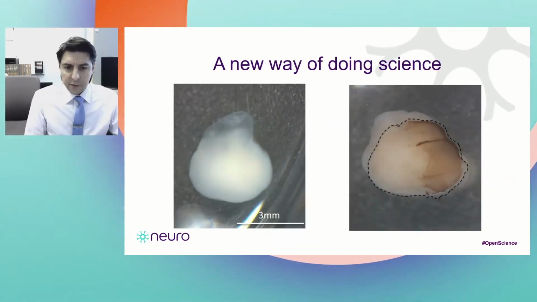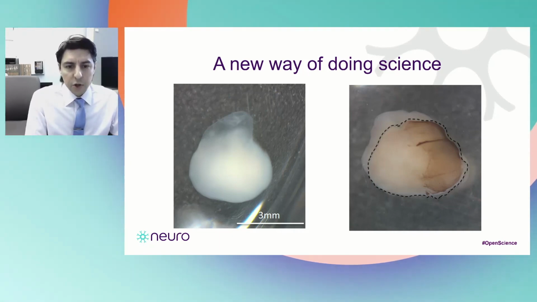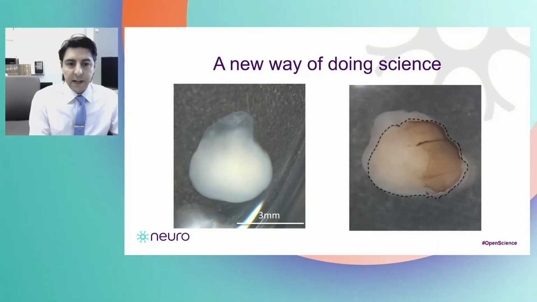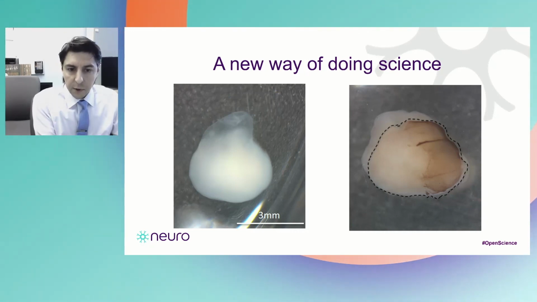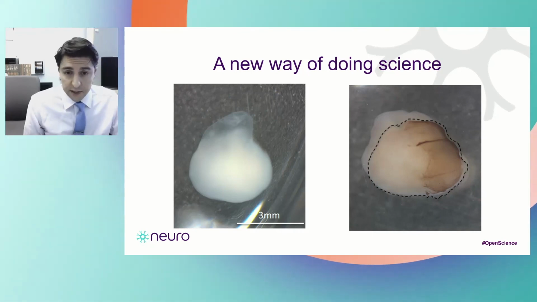And this is where it gets really exciting. This may sound like science fiction, but what you're looking at are two organoids derived from patient cell lines. So we can take blood from patients with neurological disease and perhaps even a genetically caused neurological disease.